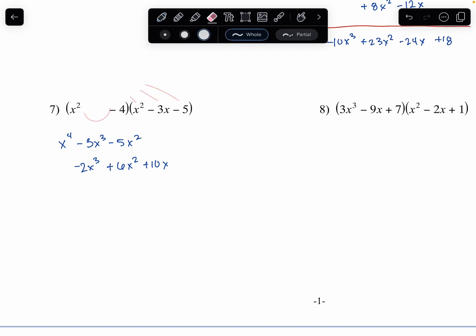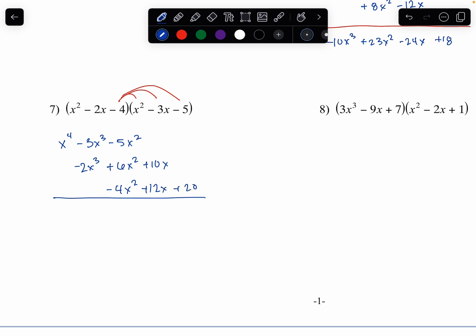Okay, and then moving on, negative 4 times these terms right here. Negative 4x times x squared is just going to be negative 4x squared. And notice again, I'm just stacking where there are like terms. Negative 4 times negative 3x is negative 12x, right? Nope, positive 12x. And then negative 4 times negative 5 is going to be plus 20.